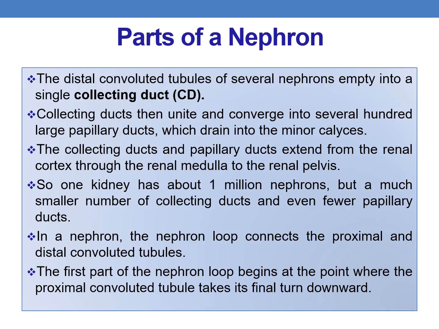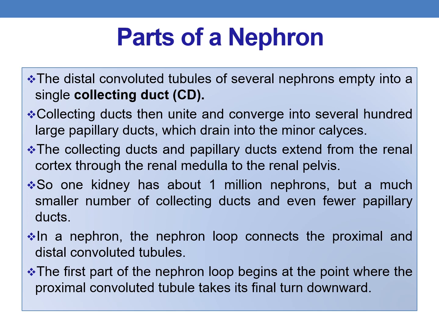The distal convoluted tubules of several nephrons empty into a single collecting duct, or CD. The collecting ducts then unite and converge into several hundred large papillary ducts, which drain into the minor calyces. The collecting ducts and papillary ducts extend from the renal cortex through the renal medulla to the renal pelvis. One kidney has about 1 million nephrons, but a much smaller number of collecting ducts and even fewer papillary ducts. In a nephron, the nephron loop connects the proximal and the distal convoluted tubules.